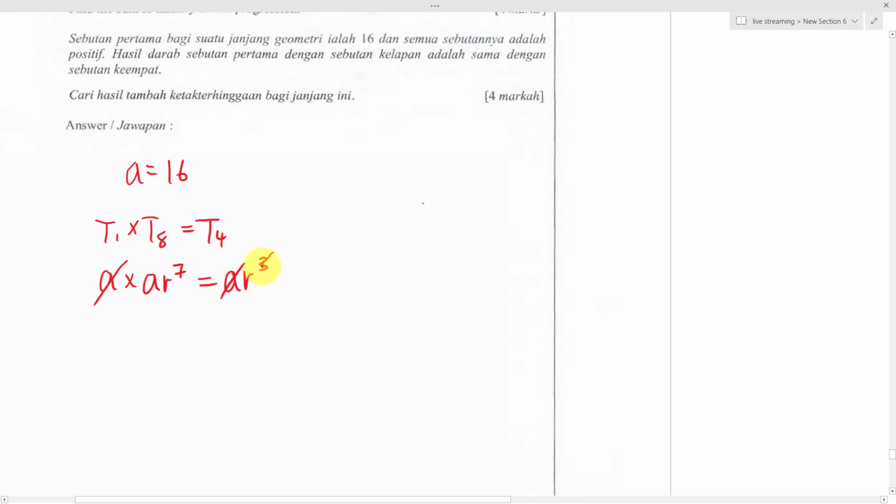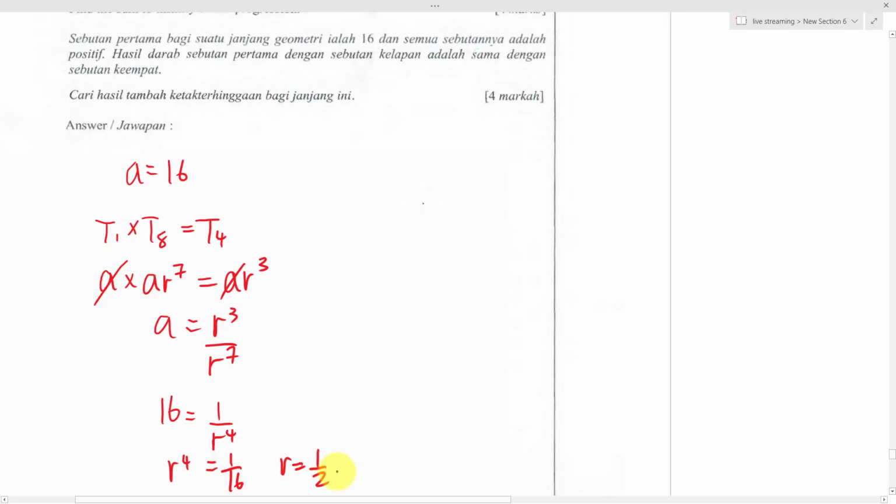I divide R cubed for, well, never mind. Alright, so A equals R cubed over R to the power of 7. So A equals 1 over R to the power of 4. I just cut them. And my A is basically 16. So R to the power of 4 equals 1 over 16. Then I take the fourth root, R equals 1 over 2.